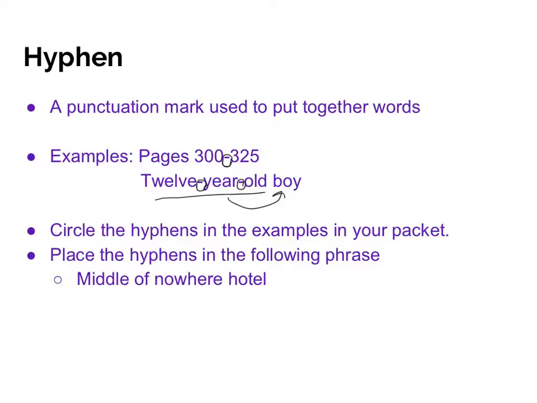So now in your packet, these examples are in there. Circle the hyphens, just like how I did here. Circle these hyphens. Now, write this underneath the examples in that little bit of space there. Write this down. Middle of nowhere hotel.